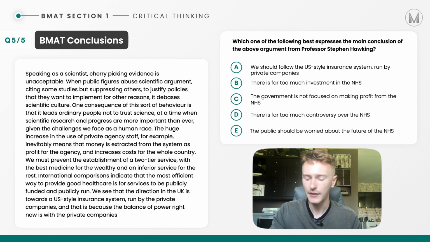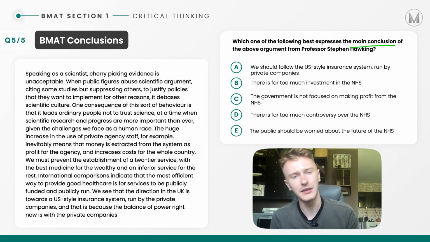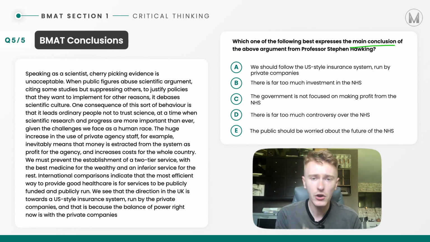So again, I'm going to highlight this is the main conclusion that we're looking for. It does give us a bit of extra information about Stephen Hawking, but largely that's irrelevant at this stage. The author introduces speaking as a scientist, cherry-picking evidence is unacceptable. The fact that they're talking about cherry-picking evidence being unacceptable, in a very exaggerative word, and the fact that the author introduces their role almost as evidence for that being a legitimate statement, suggests this is going to be a very opinionated piece of writing. And that's useful. Let's look out for those opinionated words as we read.